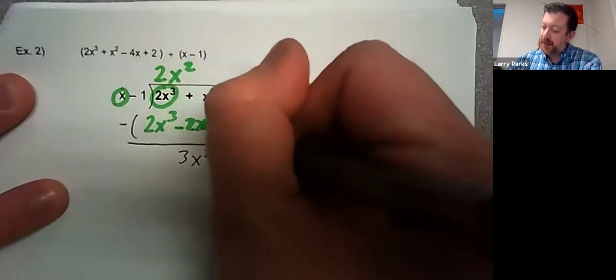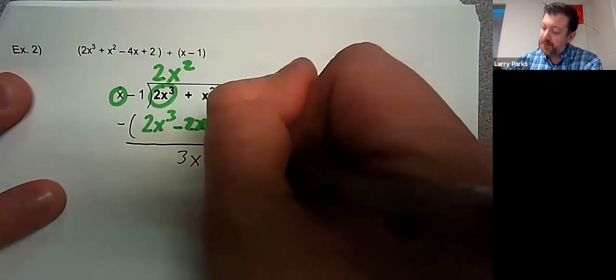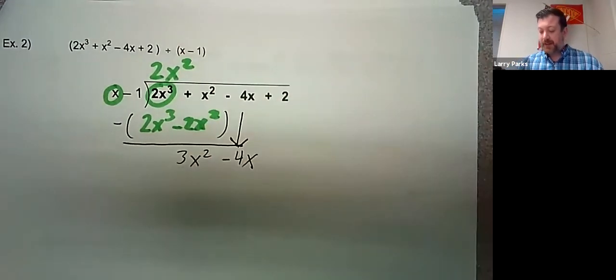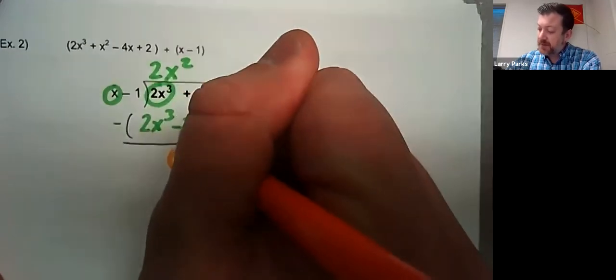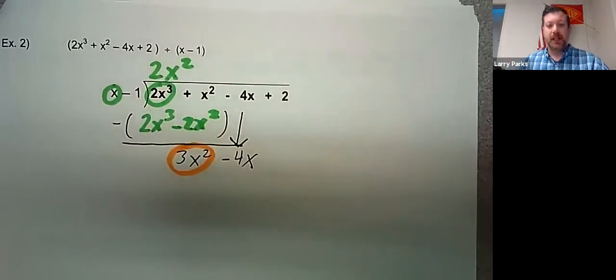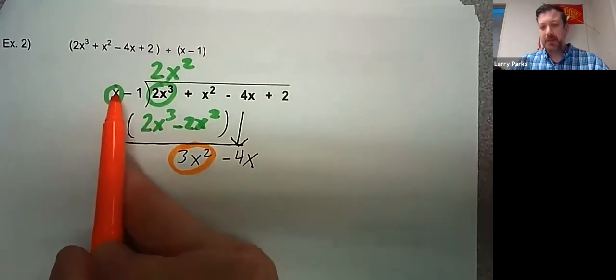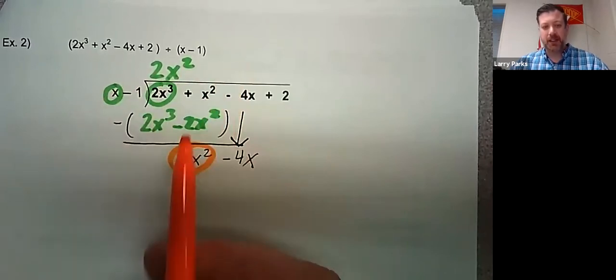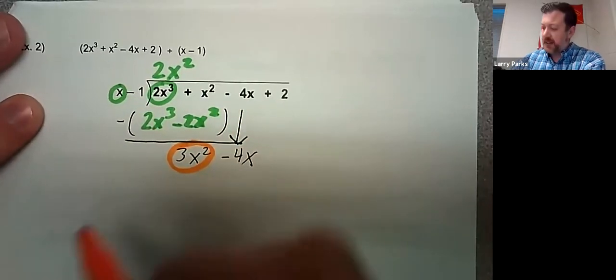I bring down my next term. I then say, okay, x times what is 3x squared? Well, x, and why am I doing x? It's because it's this term. X times what is 3x squared? That's 3x.